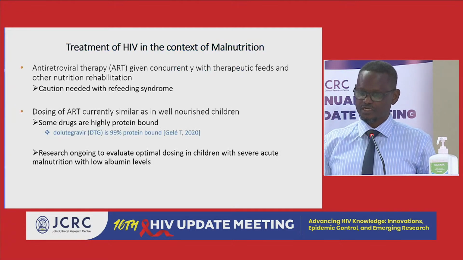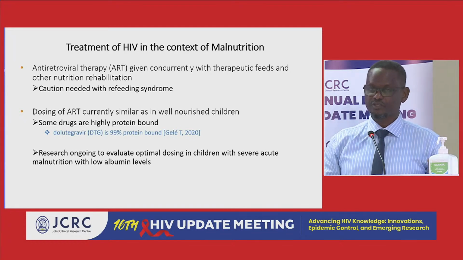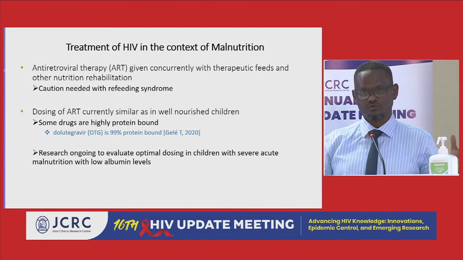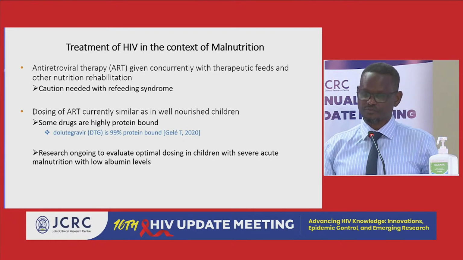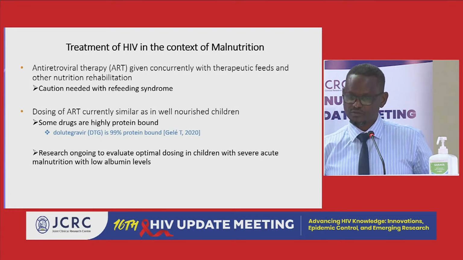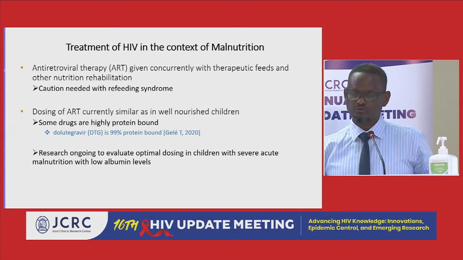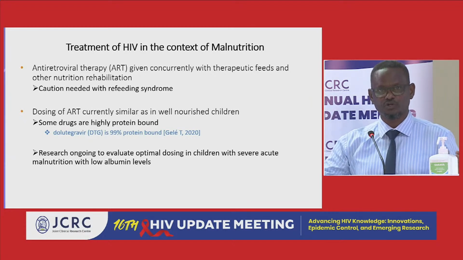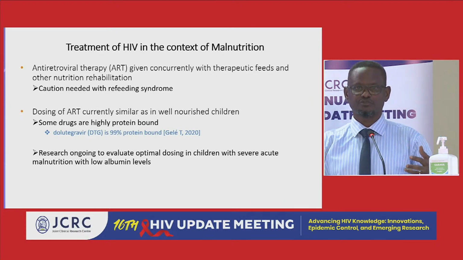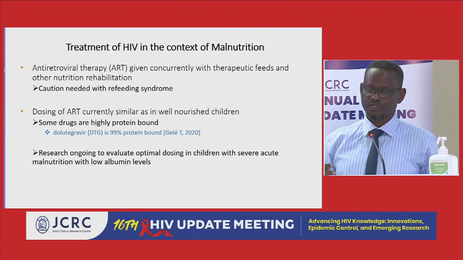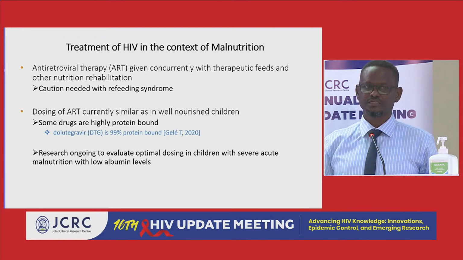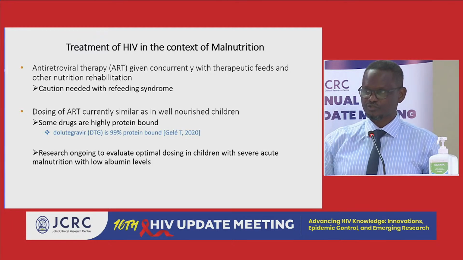So what do we learn from this? Whenever you are managing one, think about the other. Consider the presence of them when you are treating them. Starting with malnutrition, when ART is given concurrently with nutritional support, because when somebody is admitted on a malnutrition ward, you want to give them therapeutic feeds for nutritional rehabilitation. It's not that you always start with the nutritional rehabilitation and then start ART later.